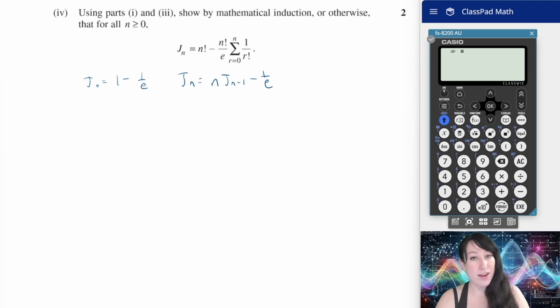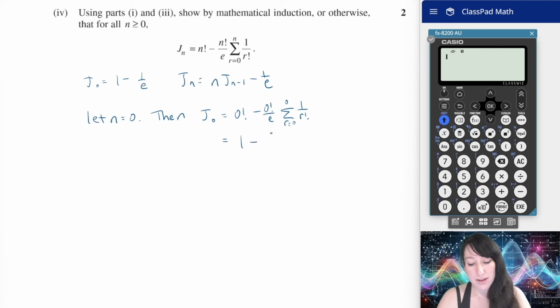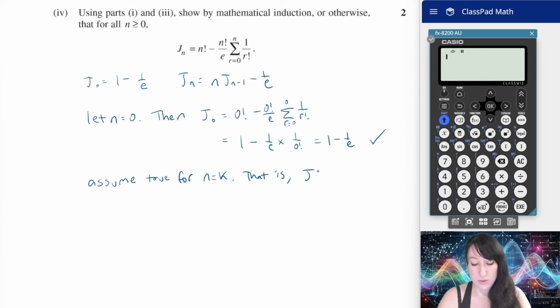Let's start with the base case of n equals 0. So in the statement given in part 4, we would get 1 minus 1 over e times 1 over 0 factorial, which is 1. So it equals 1 minus 1 over e, which agrees with what we got in the other definition of Jn. So it's true for n equals 0. Next, we'll assume it's true for some n equals k. We'll assume then that Jk is equal to k factorial minus k factorial over e times the sum from r equals 0 to k of 1 over r factorial.